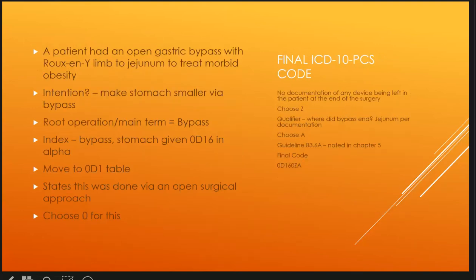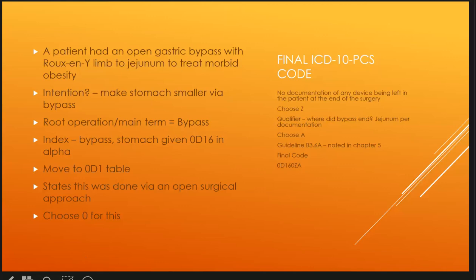The next one is a patient who is having an open gastric bypass procedure with a Roux-en-Y limb to jejunum to treat morbid obesity. What is the intention? The intention is to make this patient's stomach smaller via a bypass. They're creating a new route to a smaller component of her stomach area. The root operation is bypass. We're going to index the word bypass, then stomach. We're given 0D16 in the alpha.